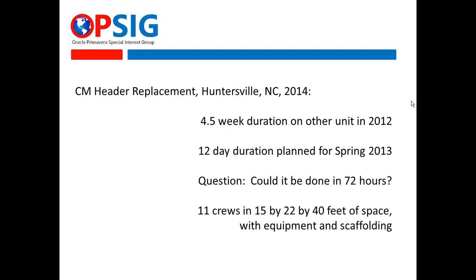we looked at what we thought was an aggressive schedule. So maybe we can do this in 12 days, but the outage management said, no, we don't want to put it in this outage. We'll delay it until the fall of 2014 outage. And the question came up, could we do this in 72 hours? And what was driving that was access to space. You see there in that last point, the challenge was this. 11 crews needed access to 15 by 22 by 40 feet of space. And in that space, you also had equipment and scaffolding. And so in fairness, a lot of that 4.5-week duration was waiting for space and time to go to work. There are problems, of course, in execution.